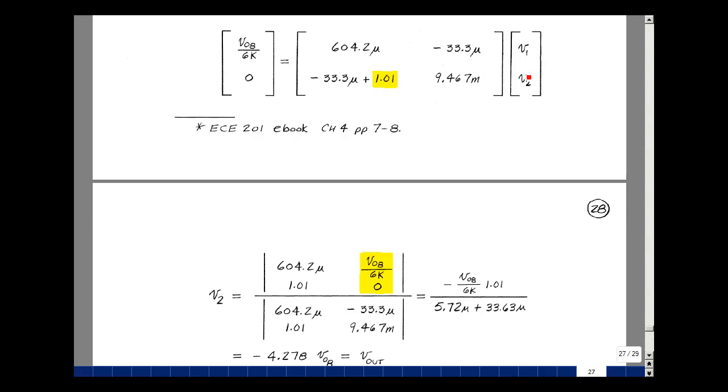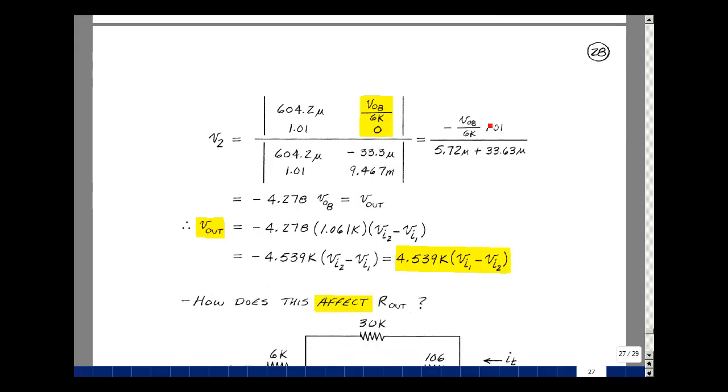Solving for V2, we're going to take a ratio of two determinants. The denominator determinant is our matrix here, and then in the numerator we're going to take this same matrix, but we're going to replace column 2 by the left-hand side of the equation because we're solving for V2. I'm going to put this over here. This times this is 0, and then minus this times this is this term, and then this times this is 5.72 micro, minus this times this is a plus 33.63 micro.